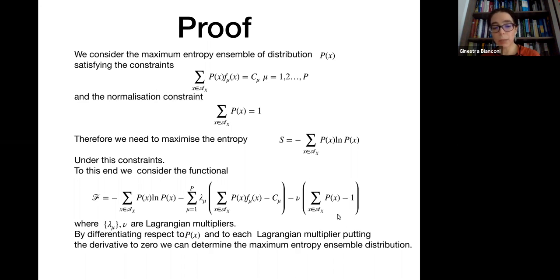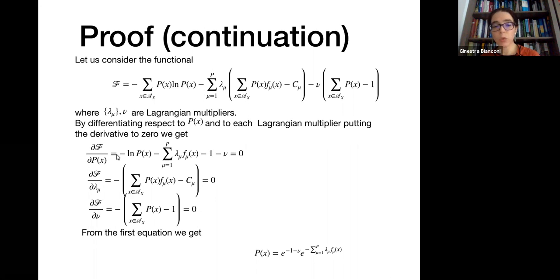So we extremize this functional with respect to P(x) and to the Lagrangian multipliers, lambda_mu and nu. When we do the functional derivative with respect to P(x), we get minus logarithm of P(x) minus 1, which we put here. Then you do the derivative of this part with respect to P(x), and you get minus the sum of mu between 1 and P of lambda_mu f_mu(x). And when you derive this last part, you get minus nu equal to 0. When you derive with respect to the Lagrangian multipliers, you just have the constraint that you want to impose equal to 0.